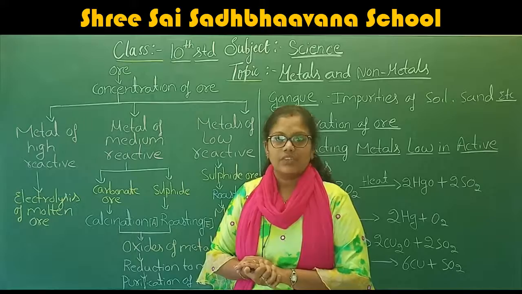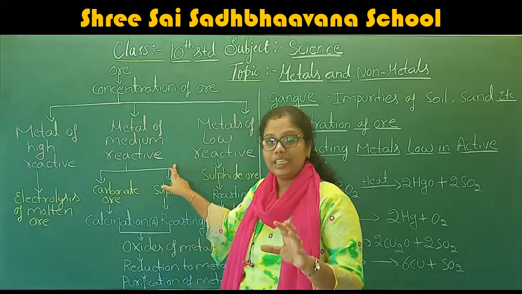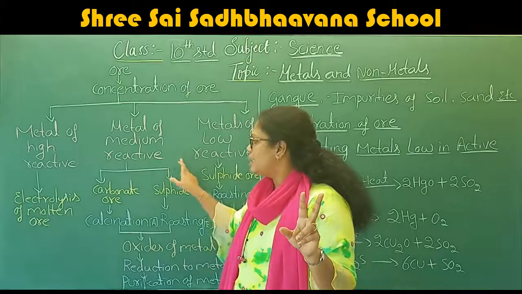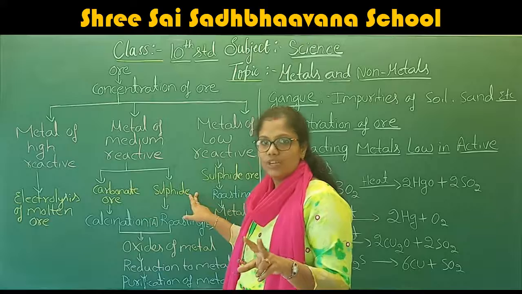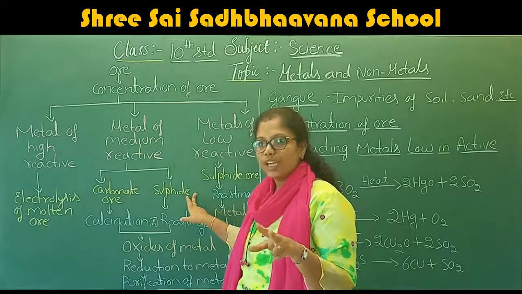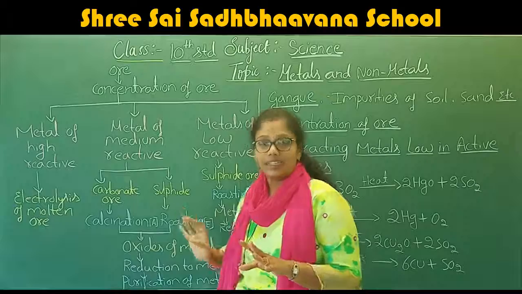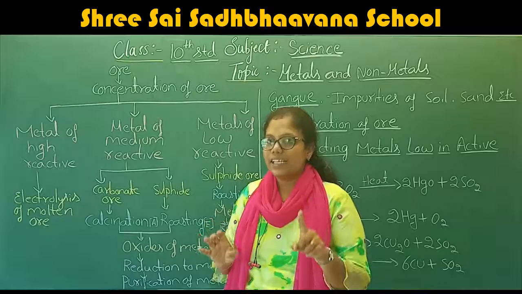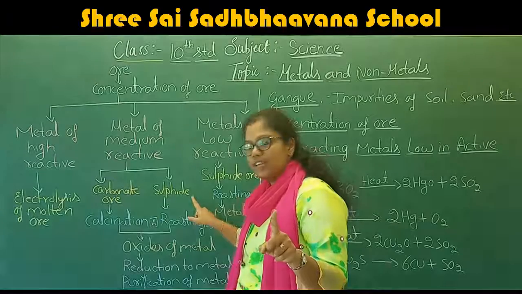The metals of medium reactivity are classified into two: one, the metal with the carbonate ore, and another, the metal with the sulfide ore. These are the two types of classification of the metals of medium reactivity.